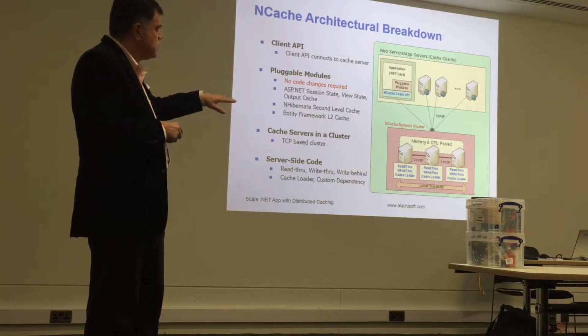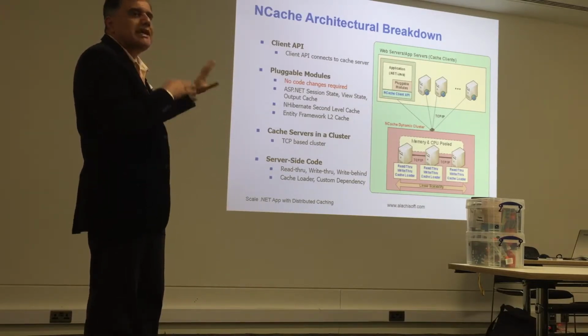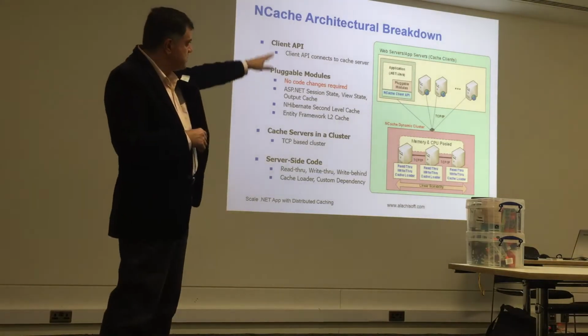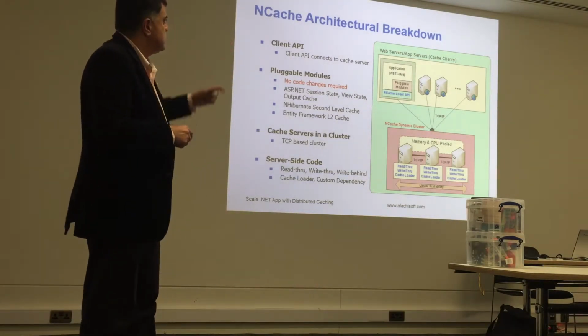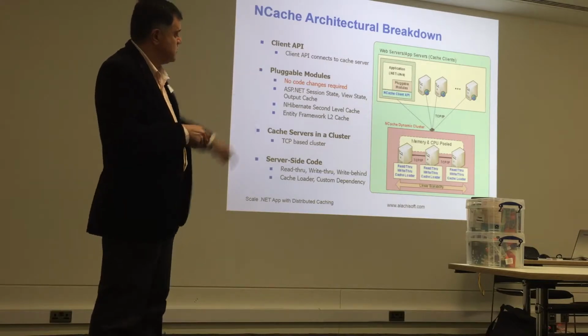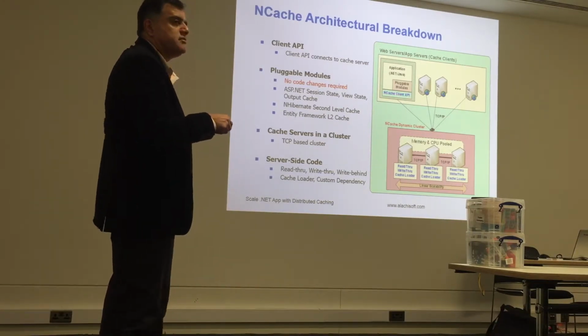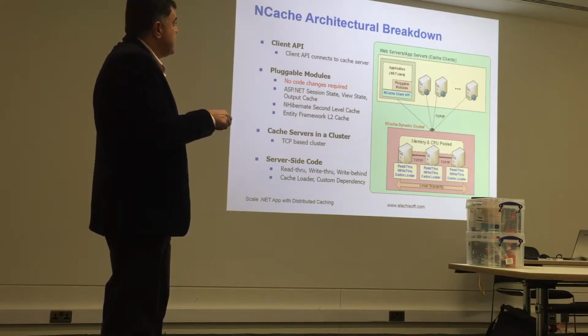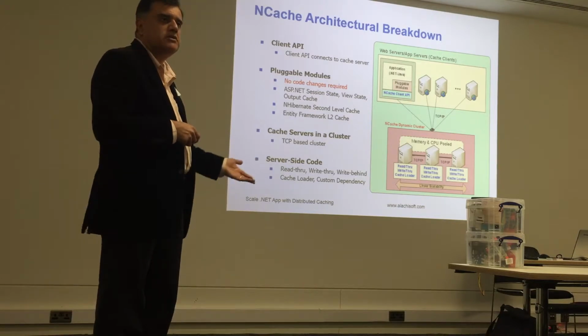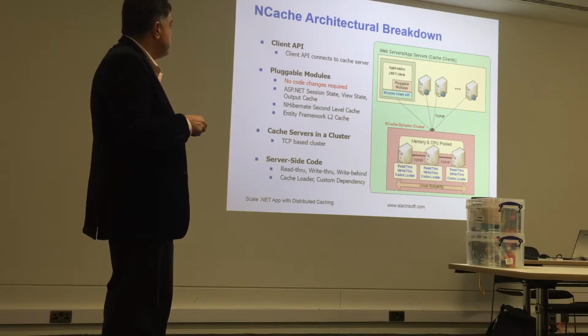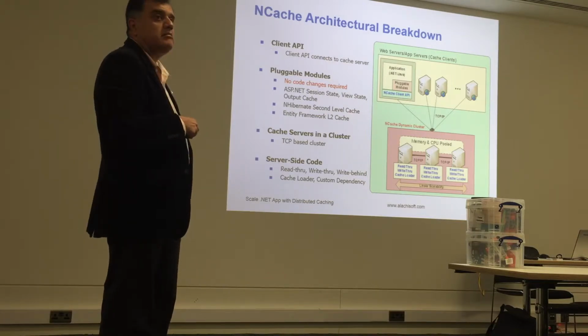And this is true for most reasonably good caches. But NCache, of course, this is coming from NCache. So there's a client portion of the cache, which is a client API that gets shipped with your application. You may have some pluggable modules. For example, the session state is a pluggable module. View state is a pluggable module, output cache, and Hibernate second level cache is a pluggable module.